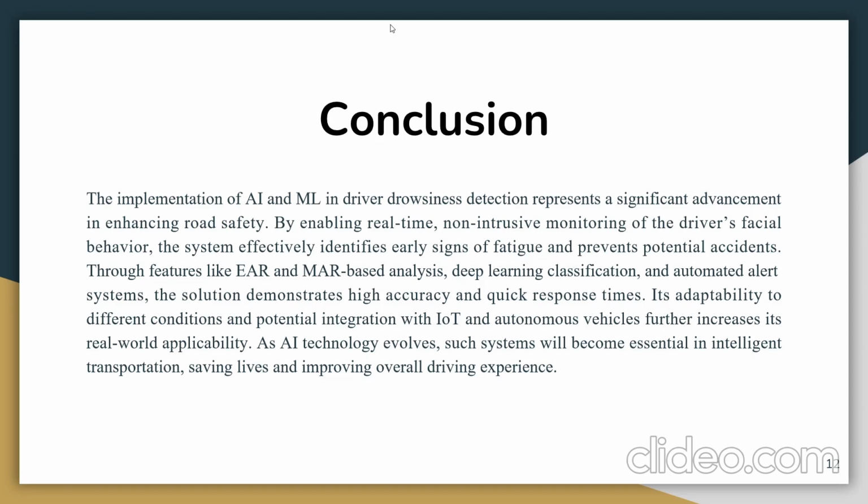Now, I would like to conclude the project: using AI and machine learning in driver drowsiness detection is a big step forward for road safety. This system watches the driver's face in real time without bothering them and can spot early signs of tiredness. It helps prevent accidents by alerting the driver quickly. The system uses eye and mouth movement analysis, smart computer learning, and automatic warnings to work accurately and fast. It can also adjust to different situations and might connect with smart devices and self-driving cars in the future. As AI improves, this system will become very important for safer and better driving.